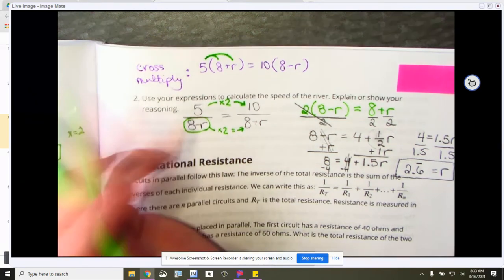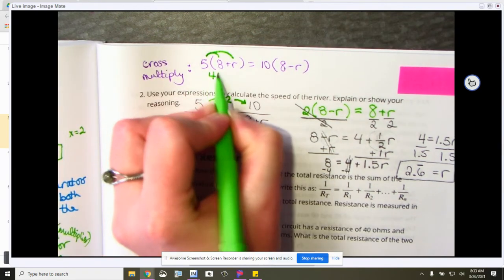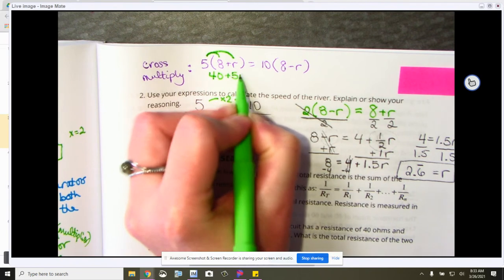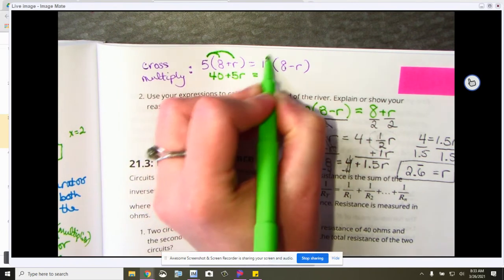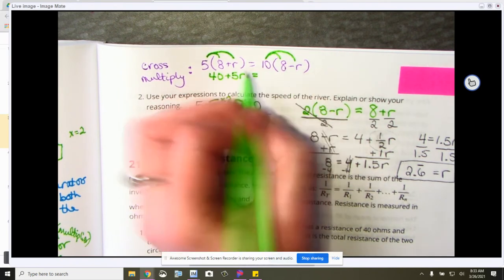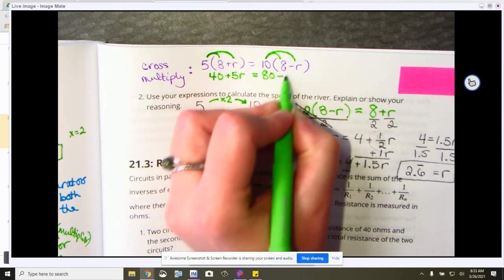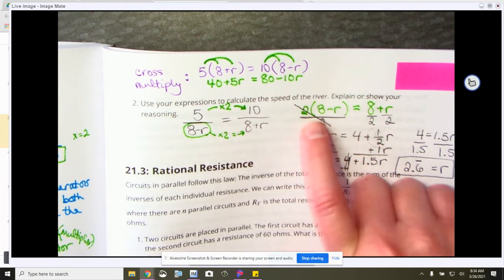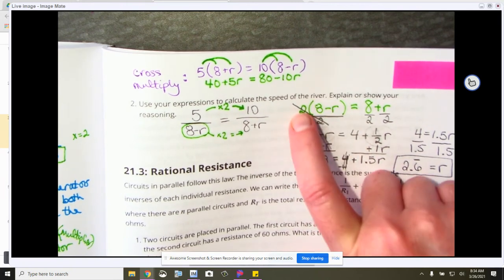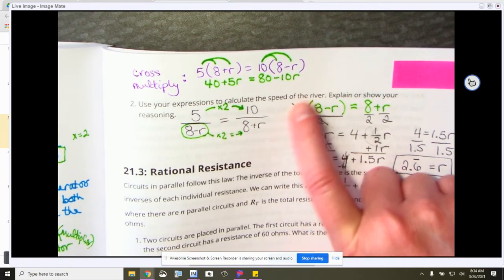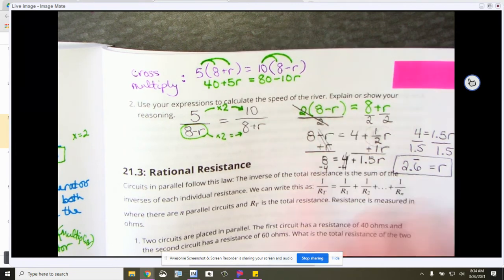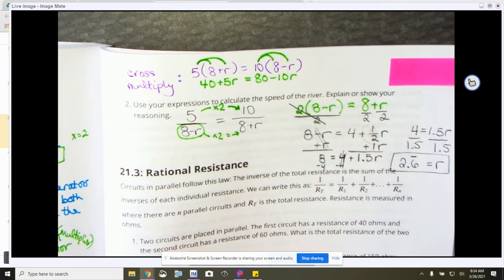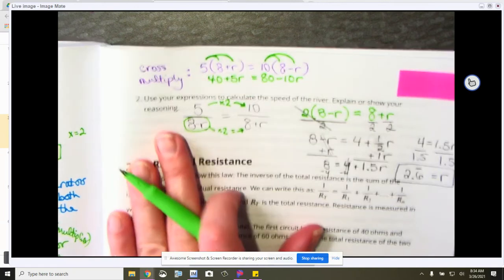So 40 plus 5r. And then 8 minus 10. Nice. 80 minus 10r. So this is another way we could have gone about it. And that's actually another step we could have taken here: we could have distributed that 2 into the parentheses. We would have come up with the same answer, just a different roundabout way of getting there.